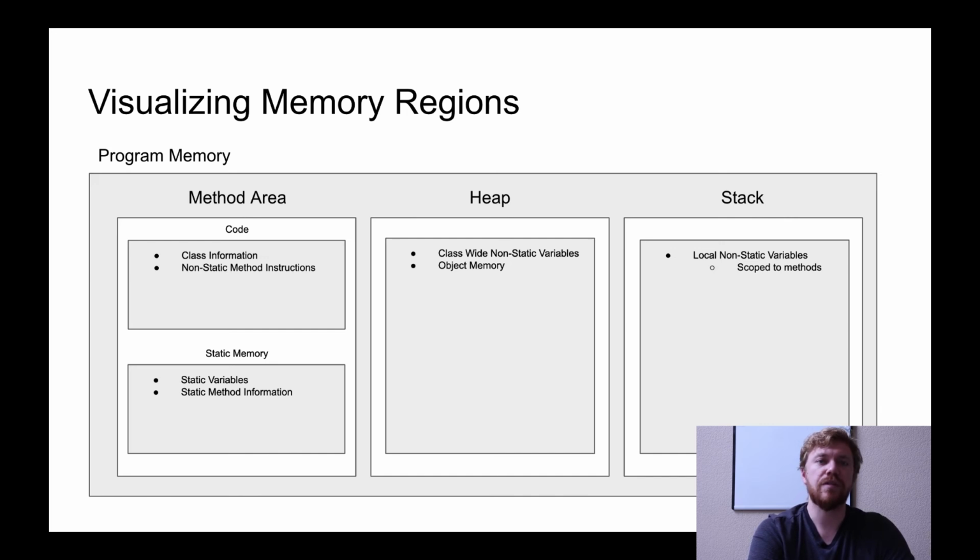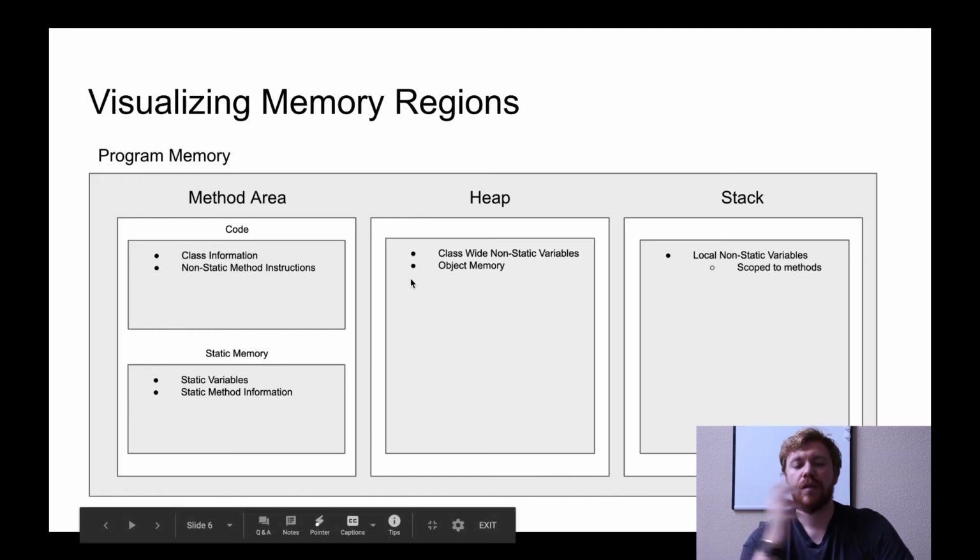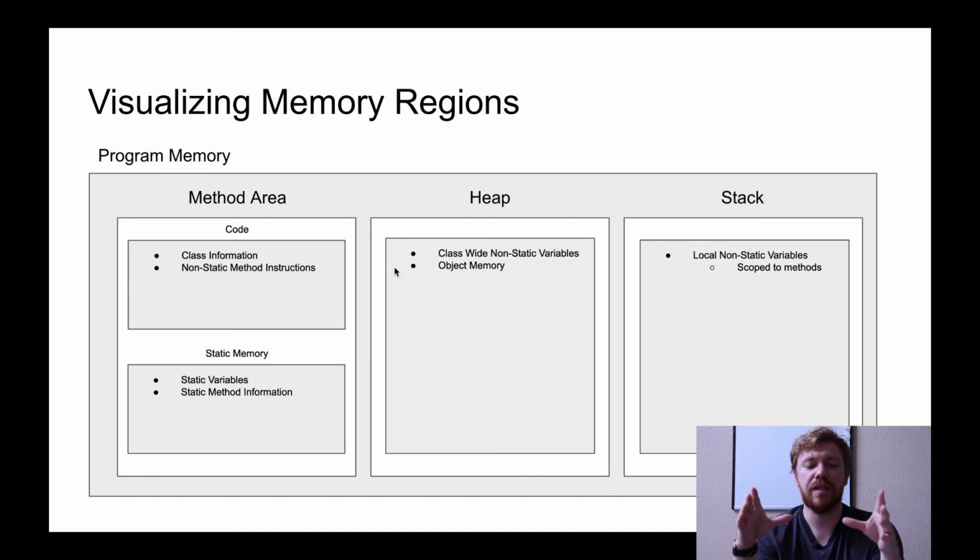And so what happens is this new operator is going to go to the code section and figure out, okay, how do I create this type of object? How much memory is it going to need? It goes to the heap. It allocates that block of memory that the object might need on the heap. And then it returns the address to that memory.